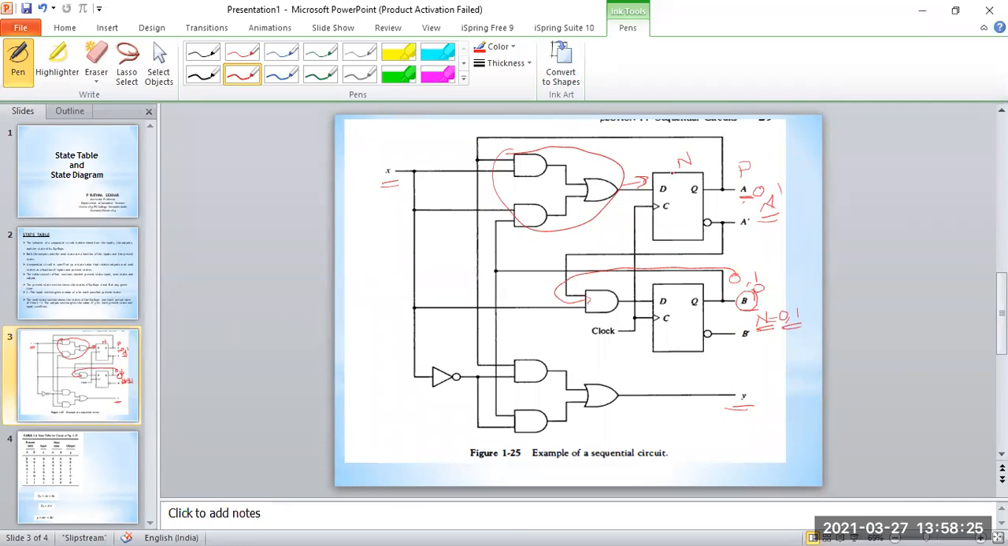So we are seeing different columns here. The first column is the present state of A and present state of B. The next one is the next state of A and next state of B. And we have input X and output Y. In order to get the output Y, we need all these things. Now let's go back to the points here.